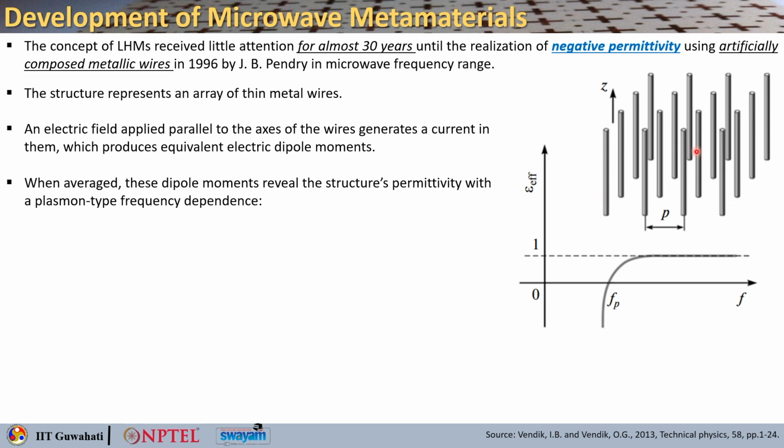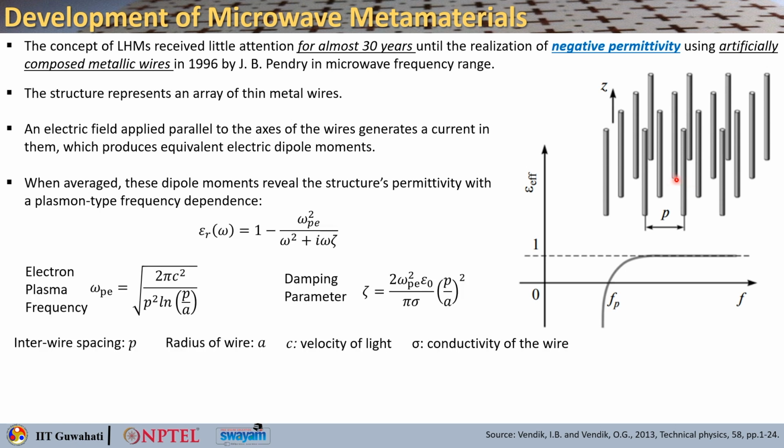So, when you average them, the dipole moments reveal the structure's permittivity with a plasmon type frequency dependence, and you can see the relative permittivity of this structure takes this particular form, okay, where omega p is basically the electron plasma frequency, and that depends on the physical parameters, that is P and a. What is P? That is basically the wire spacing, a is the radius of the wire.